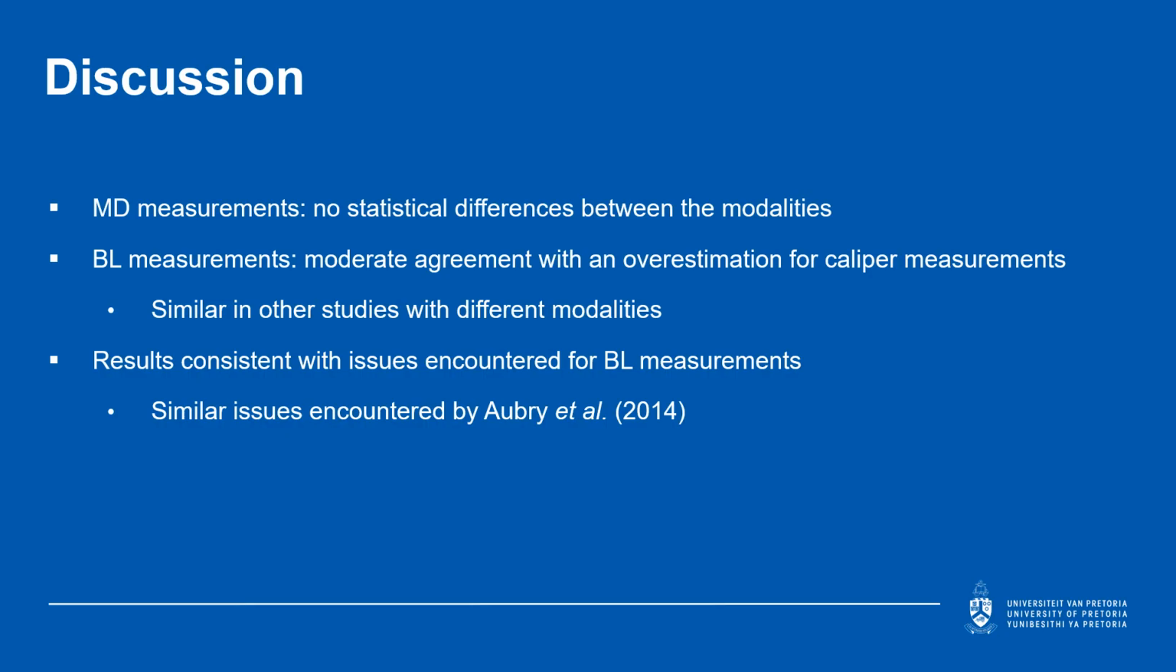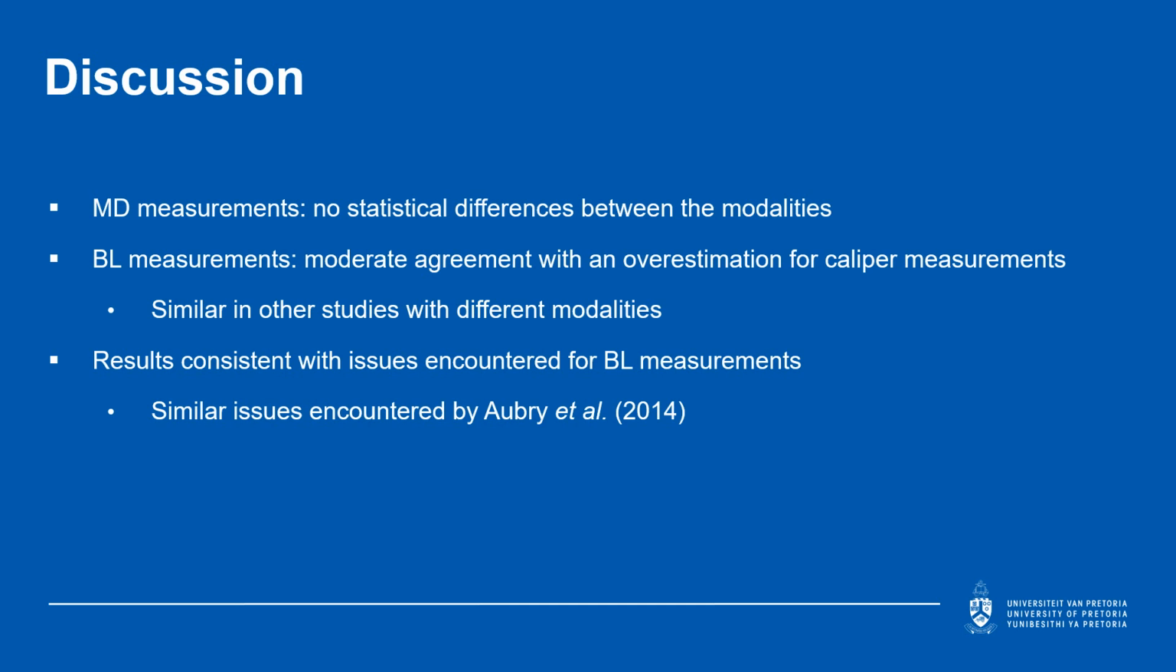When considering the two specific types of measurements, no statistical differences between the modalities were found for mesiodistal measurements, either on first or second molars, but buccolingual measurements were more problematic. Indeed, while mesiodistal measurements were always found in high agreement between modalities, buccolingual measurements were closer to a moderate agreement, with average correlations and an overestimation of measurements by caliper compared to micro-CT, which was already found in multiple studies comparing caliper to other scanning modalities.